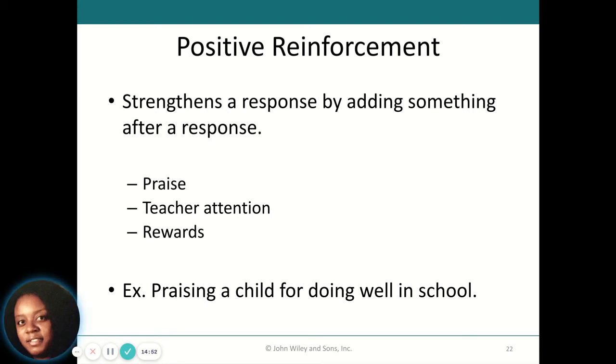Let's just say you make a good grade in your class and you pat yourself on the back. That's positive reinforcement. Let's just say you graduate and you buy yourself a car. That's positive reinforcement. You are giving yourself a reward. You're adding something on after a good behavior.